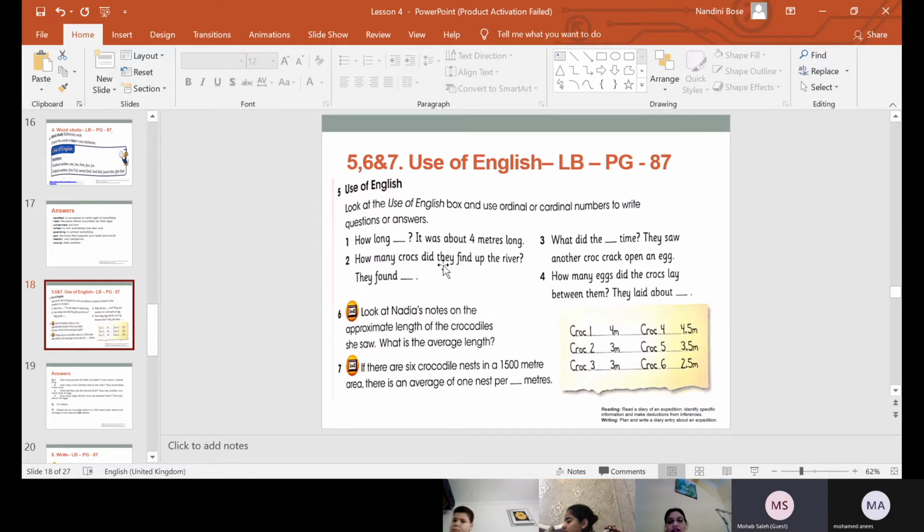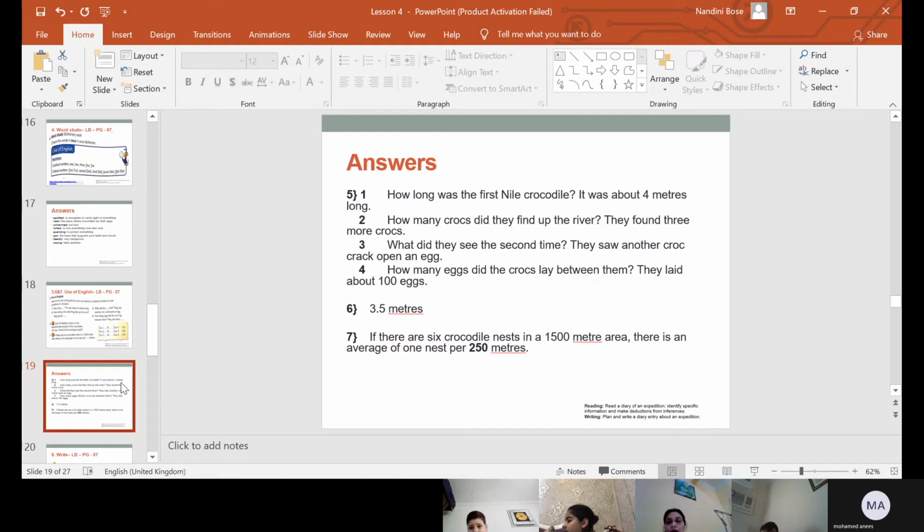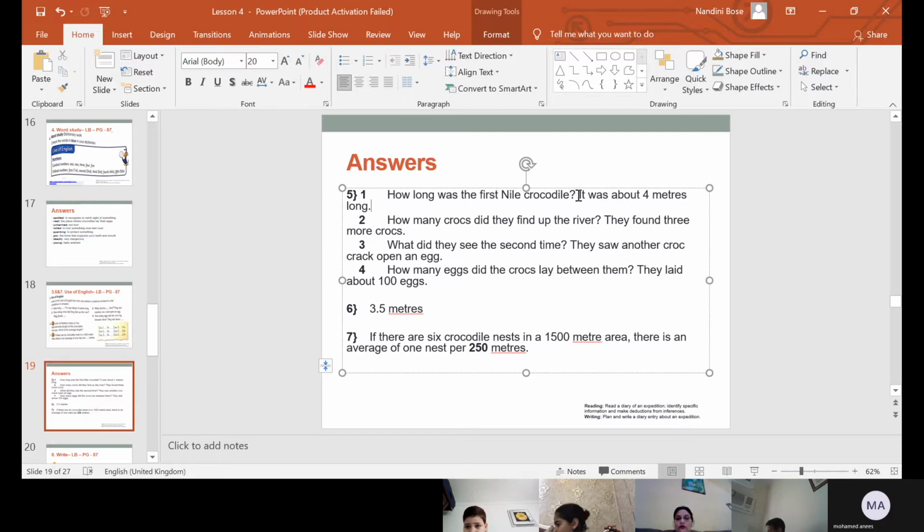So number two, how many crocs did they find up the river? We write in the book? No, book. This is only one or two words. They found out 3 more crocs. So write down 3 in the number. What did they see the second time? They saw another croc crack open an egg. How many eggs did the crocs lay between them? They laid about 100 eggs. This 100 will be cardinal number. So these are your exact answers.